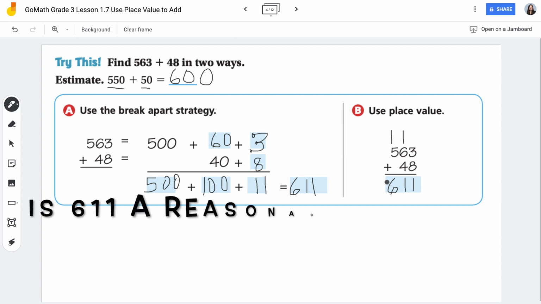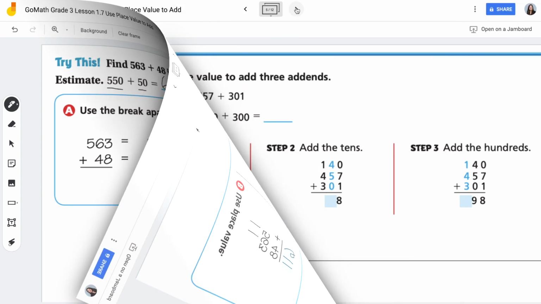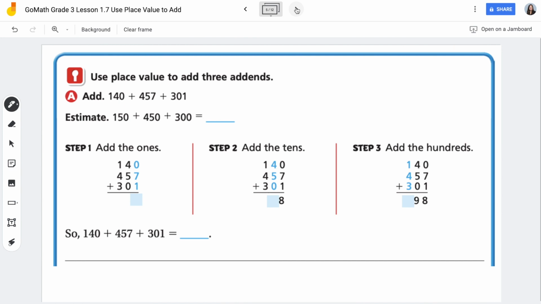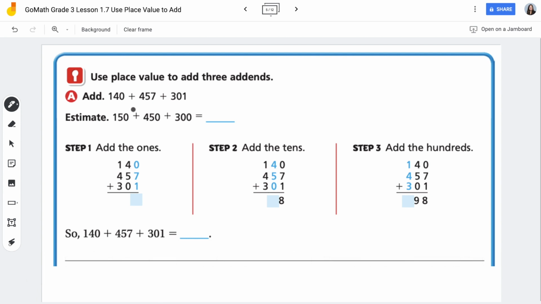And is 611 close to 600? It is. That's reasonable. We are going to work on this one with 3 addends. So we will estimate each of the addends, and each number that we're adding in a number sentence is called an addend. So 140, you can see they're having us round to the nearest 10, nearest 50.